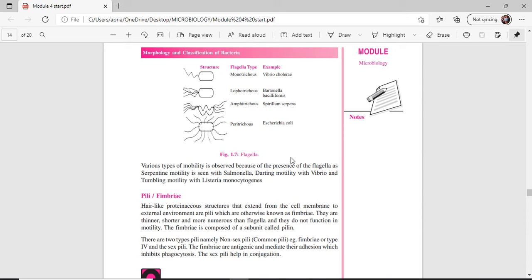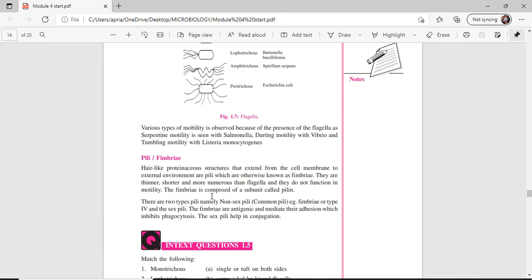Okay, your pili. Your pili or your fimbriae. Okay, it's a hair-like continuous structure that extends from the cell membrane to the external environment. Okay, ang pili naman niya, which is otherwise known as your fimbriae, they are thinner, shorter, and more numerous than your flagella. Okay, though di siya naman makita, okay, mas nipis siya. Okay, and they do not function in motility. Anong purpose niya? Okay, the fimbriae is composed of a subunit called your pilin.